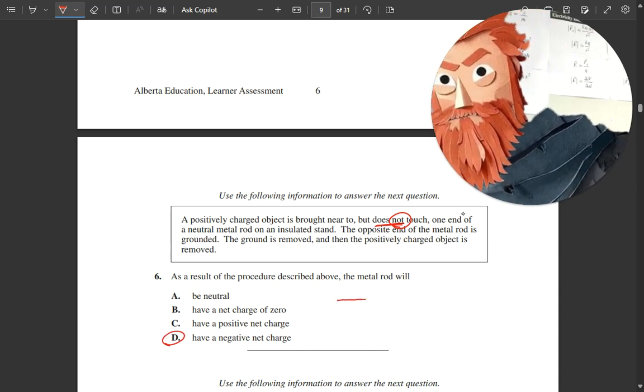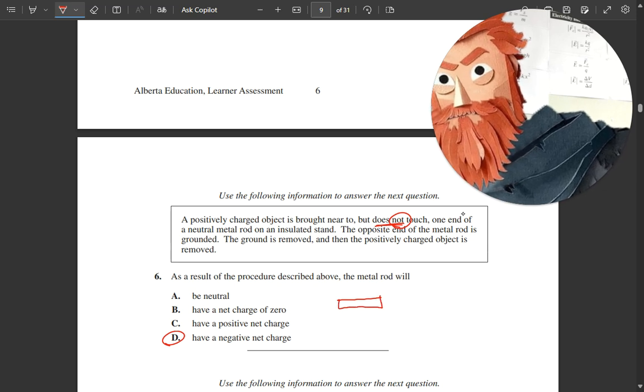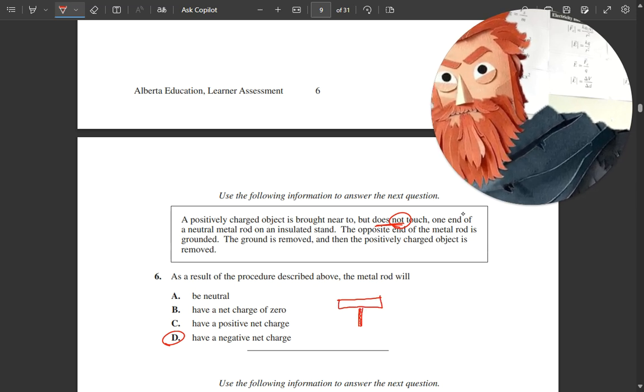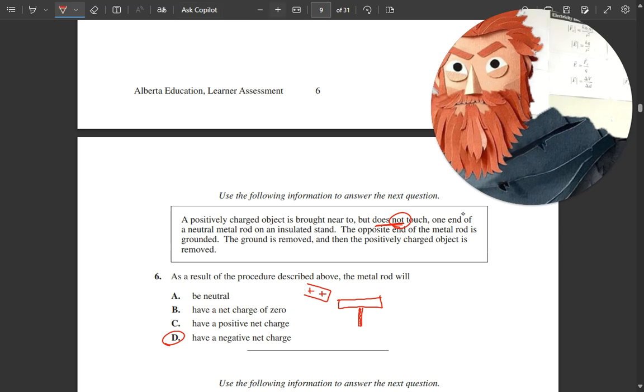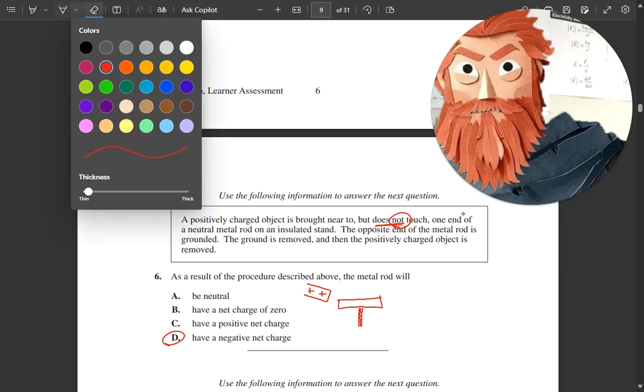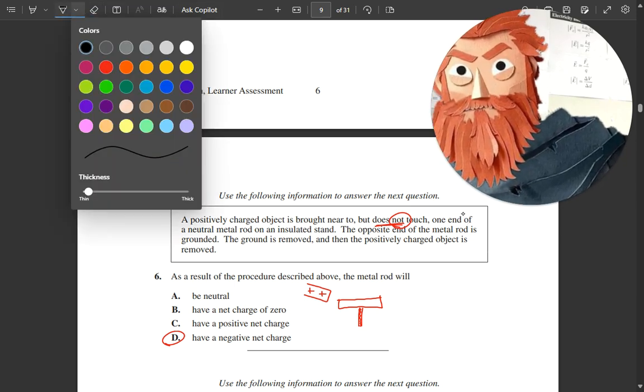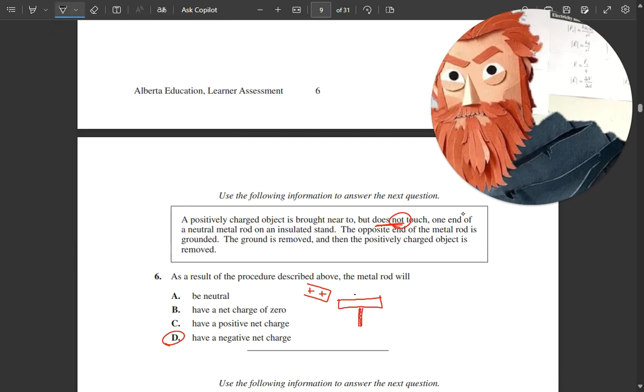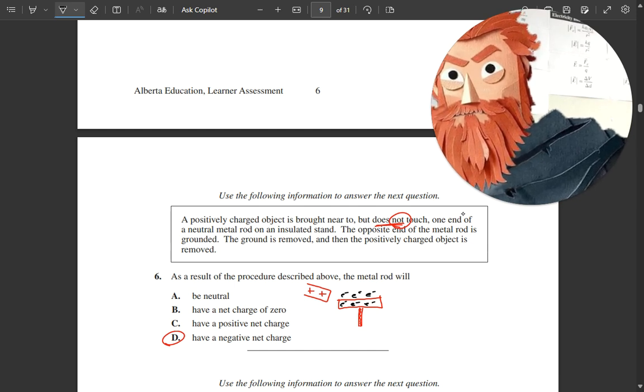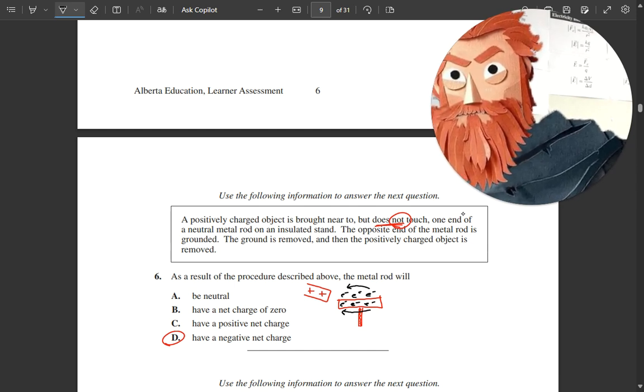So my first step here, here's my rod on my insulating stand. That's the neutral one. A positive charge is brought next to it. So this is a nice positive rod. What's going to happen is that's going to pull all of the electrons in the rod over here. They're all going to move to the front, as close as they can to this.